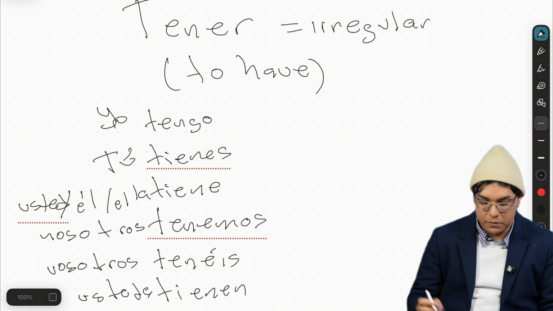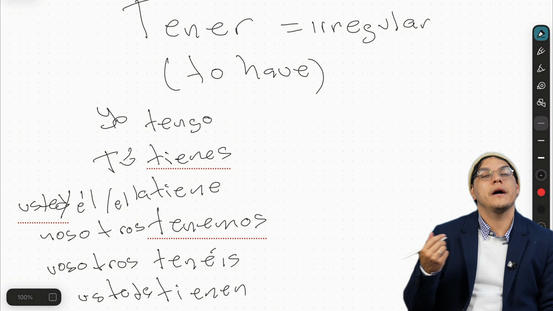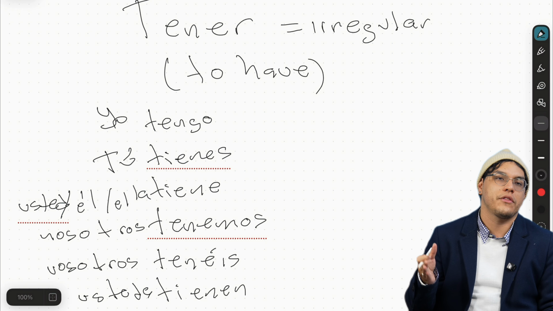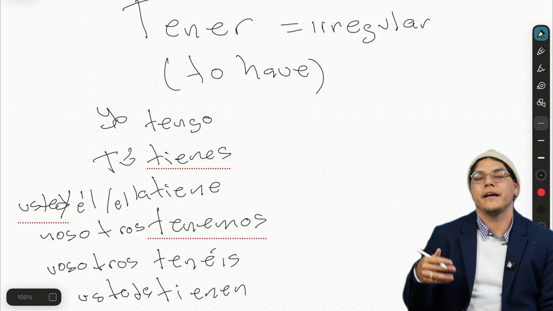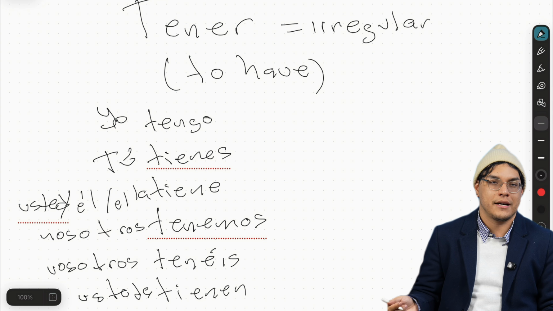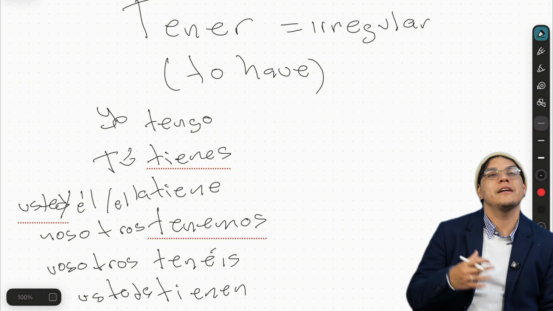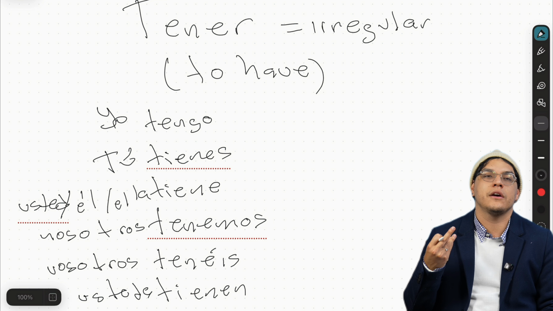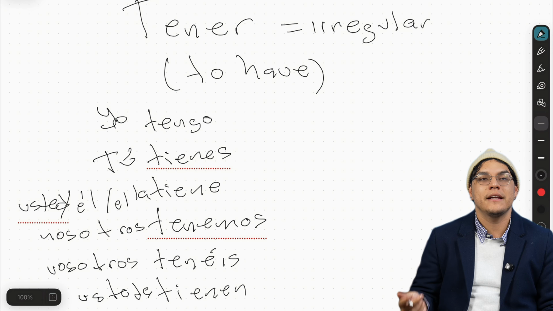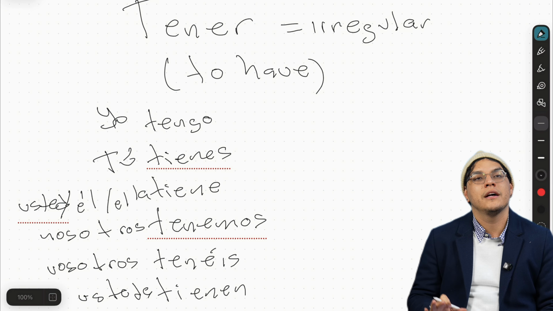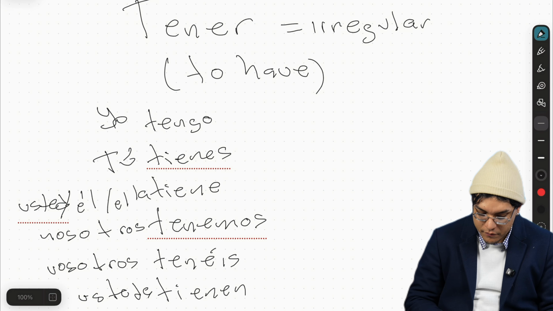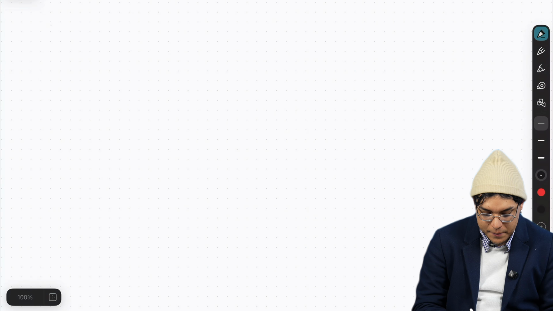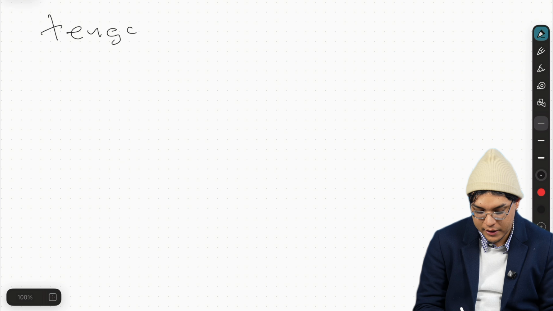So, in Spanish, with tener, I can say, I have two brothers. Tengo dos hermanos. Tengo un carro. Tenemos una casa. But when we're talking about a biological state of being, like to be hungry, to be cold, to be hot, in Spanish we are going to use tener, okay? So, keeping this in mind, let's do, for example, tengo calor.